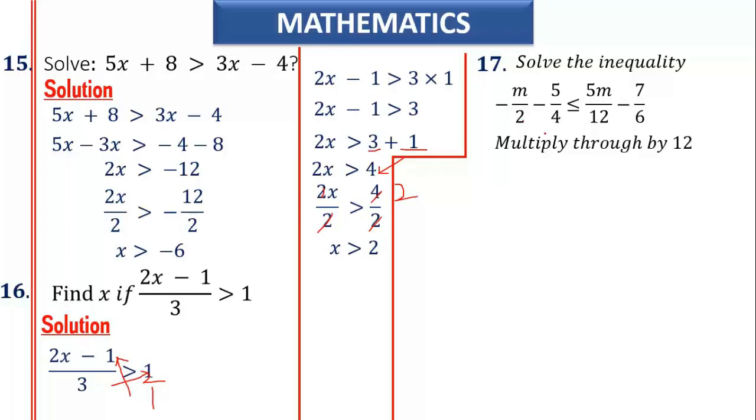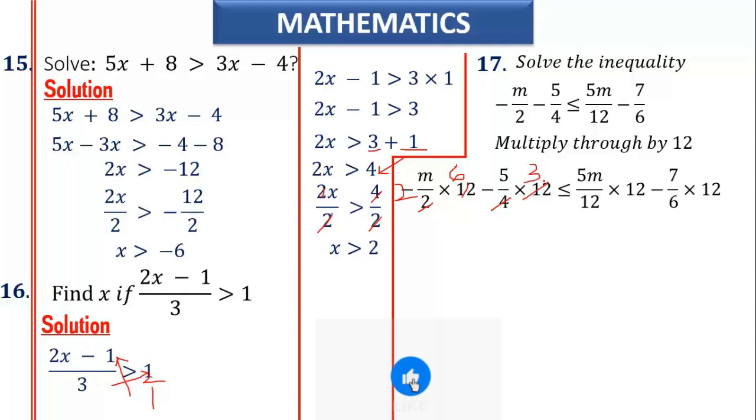You can simplify the left hand side separately to a single fraction, and the right hand side separately to a single fraction. If you are doing that, that will still give you the right answer. But if we are multiplying through by 12, of course you have this. So 12 multiplying each of the terms. 2 into 12 is 6, 4 into 12 is 3, 12 into 12 is 1, 6 into 12 is 2.